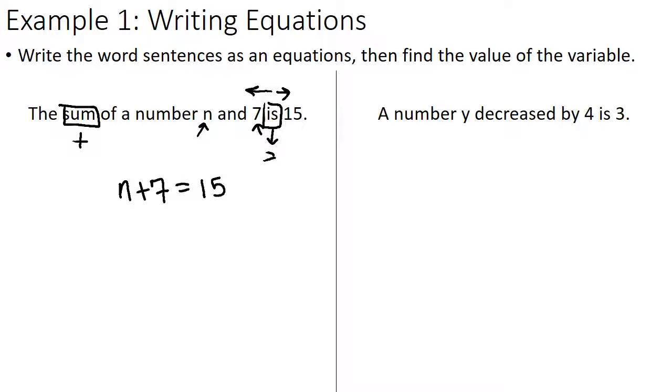So now we're going to try and figure out the value of n. We need to ask ourselves, what number plus 7 is equal to 15? Well, 8 plus 7 is equal to 15, so n is going to be equal to 8.